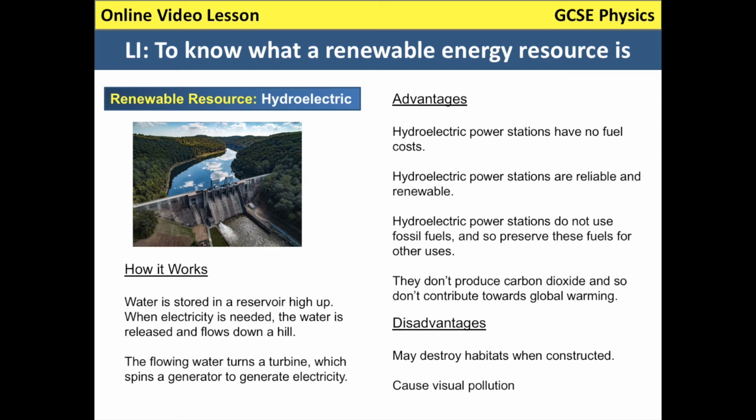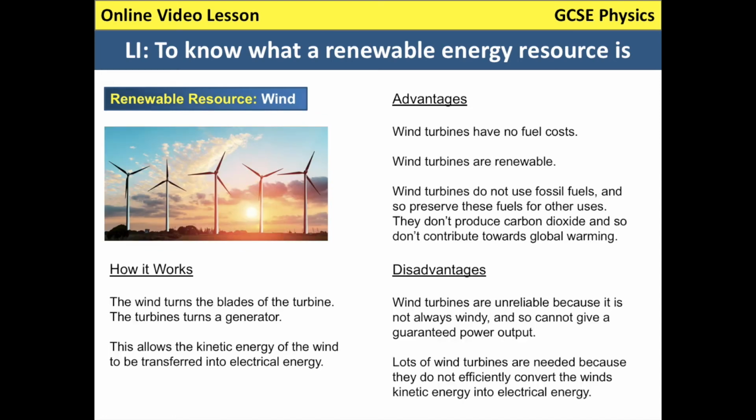Hydroelectric power stations do not use fossil fuels and so preserve these fuels for other uses. They don't produce any carbon dioxide and so will not contribute to global warming. The disadvantages of this is that it may destroy habitats when they are being constructed. The destruction of habitats can of course reduce biodiversity in a certain region. They of course look quite ugly as well, and so we say that they can cause visual pollution.